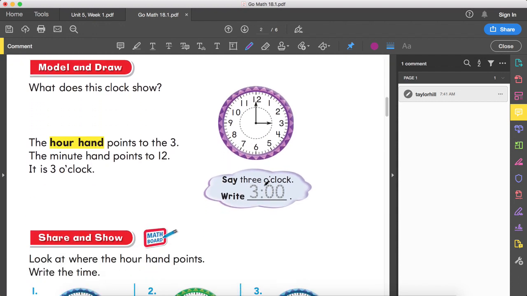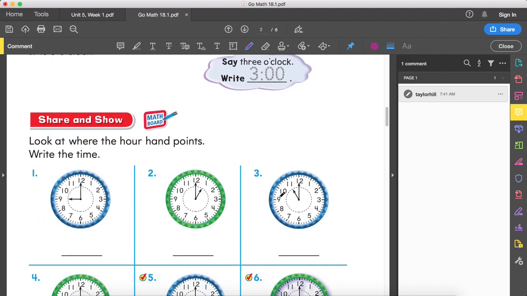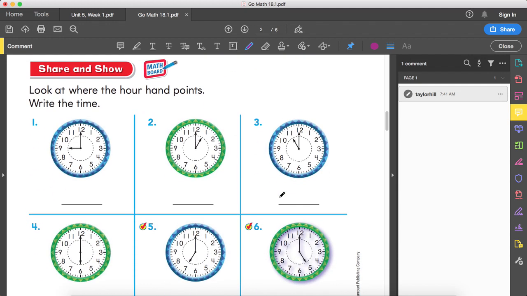Okay, what does this clock show? The hour hand is the shorter one. The hour hand points to the 3. The minute hand points to the 12. So it's 3 o'clock. Say 3 o'clock. Write 3 o'clock. Okay, look at where the hour hand points, write the time.